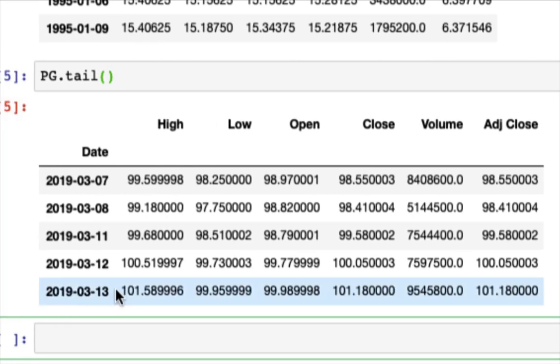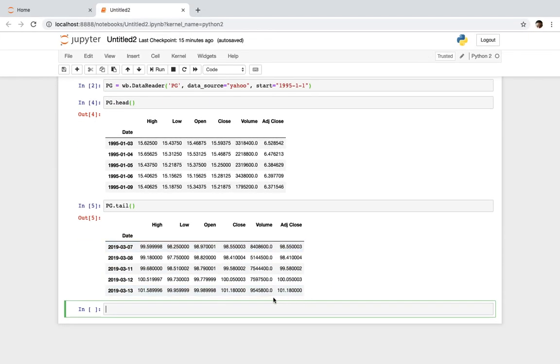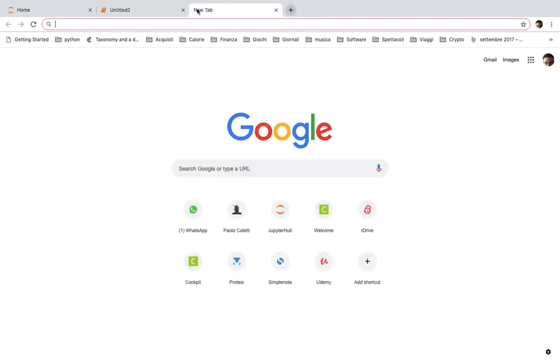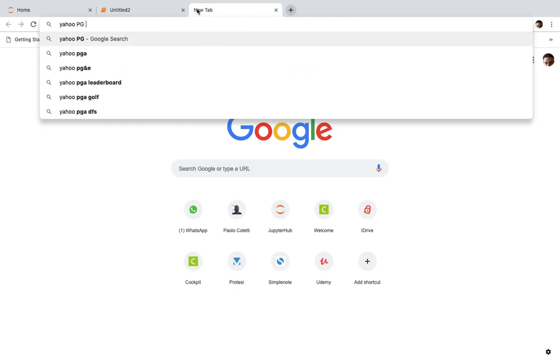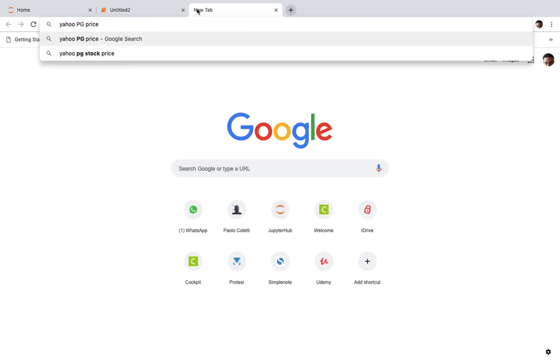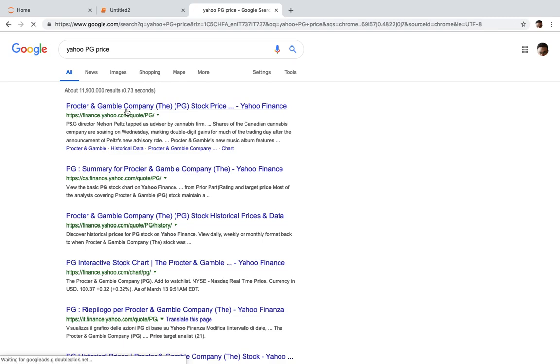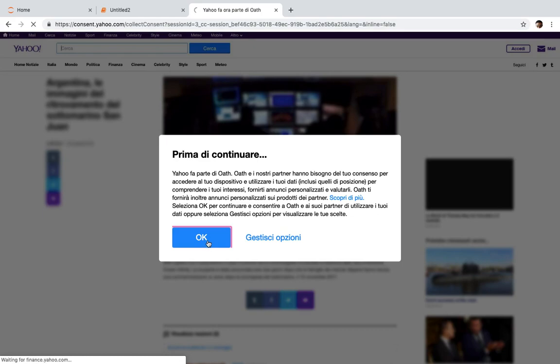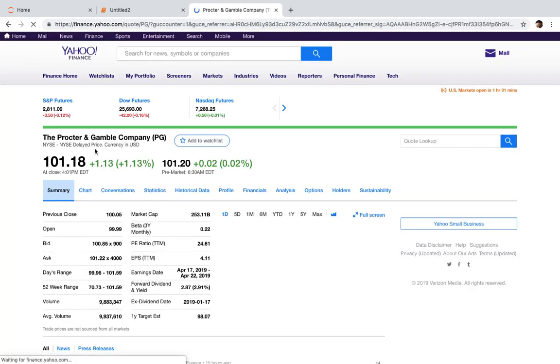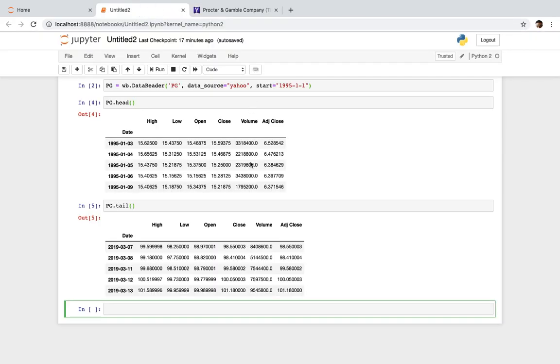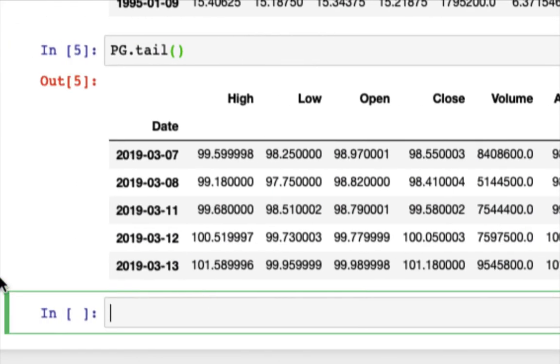Whenever you do these things seriously, please check also on the web. So here, now currently it's the 13th of March. Its closing price is 101.18. So Yahoo PG price, Procter and Gamble. Okay, 101.18, the closing price of yesterday, yes, 101.18, fine, so it's correct.